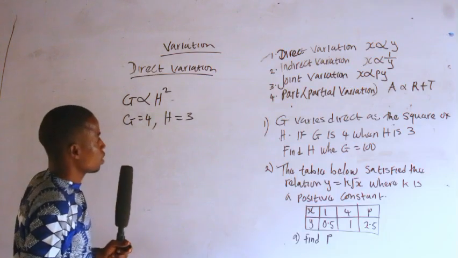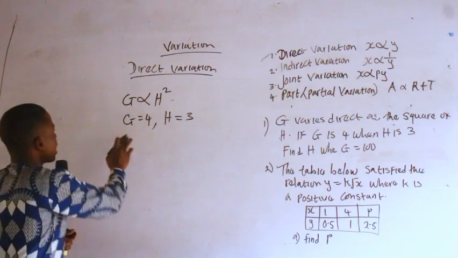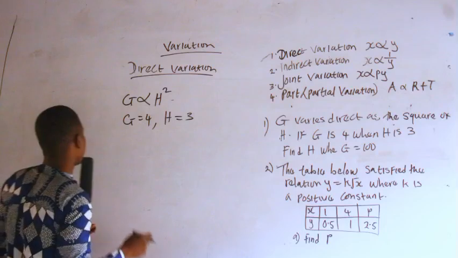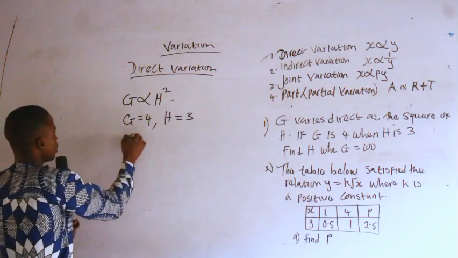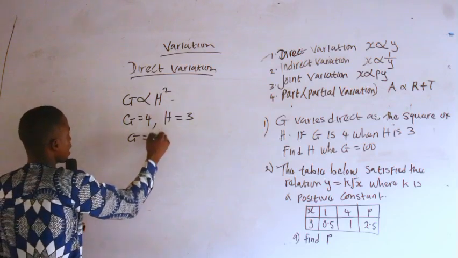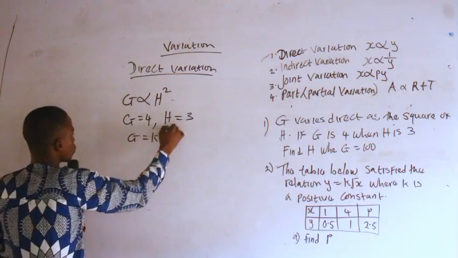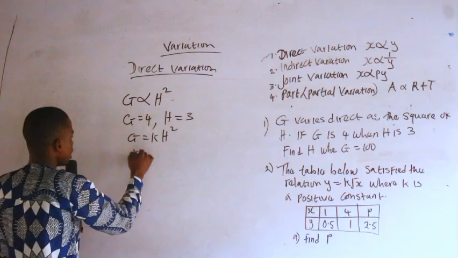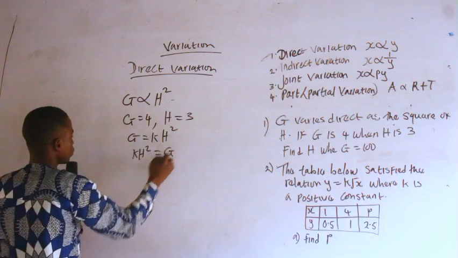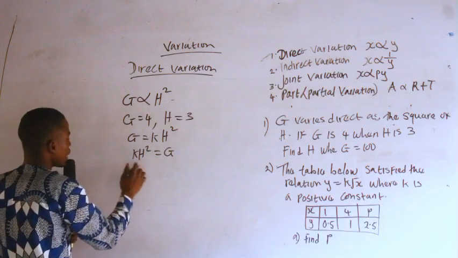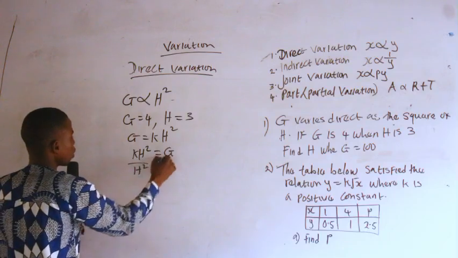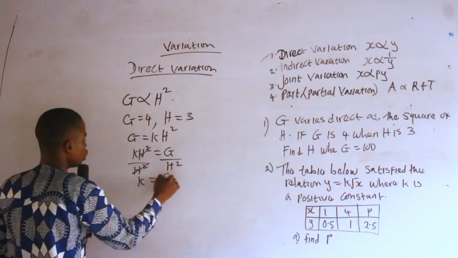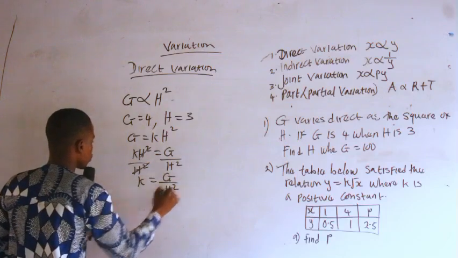Now, when they have already given us these two values, it means that we need to find k, the constant. It will now be g equals k h square. Making k the subject: k h square equals g. Now, divide both sides by h square all over h square. Cancel, and it will now be k equals g all over h square.